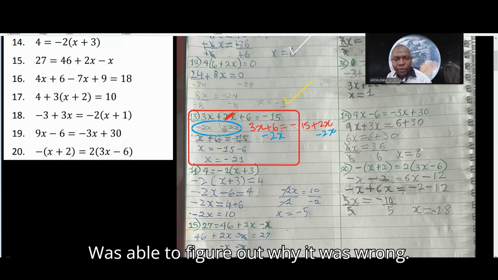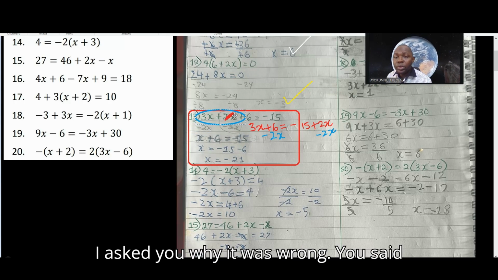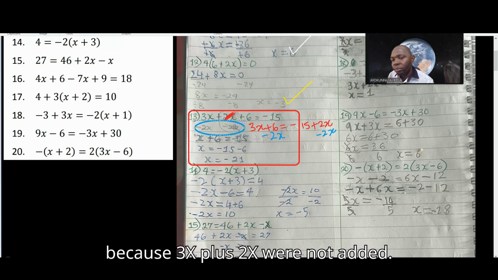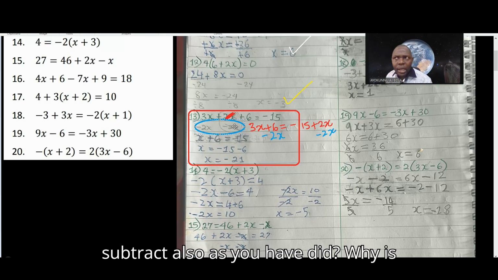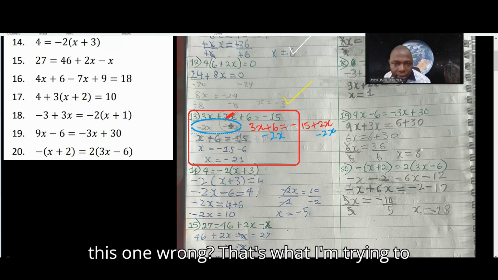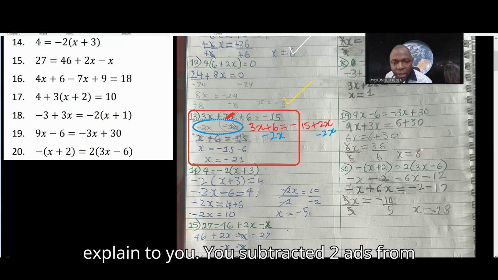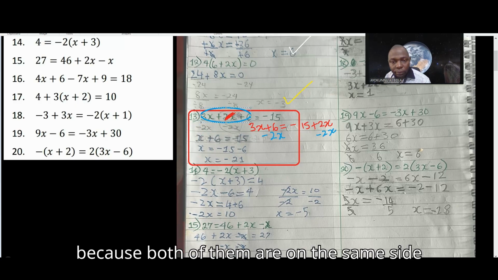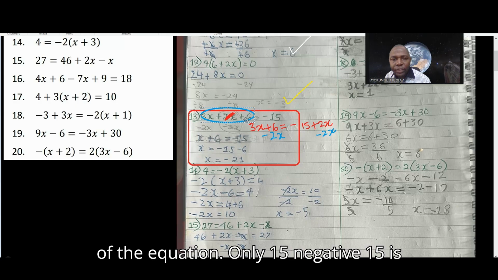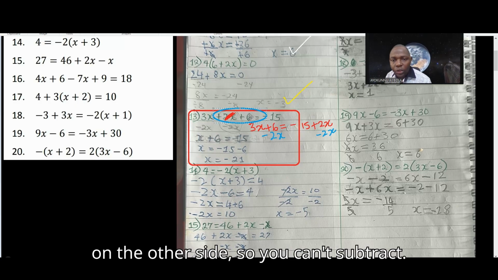But if you're able to figure out why it was wrong, I asked you why it was wrong. You said because 3x plus 2x were not added. Yeah, that's true. But why can't you subtract also as you have done? Why is this one wrong? That's what I'm trying to explain to you. You subtracted 2x from both of them, right? Yes, because both of them are on the same side of the equation. Only negative 15 is on the other side. So you can't subtract here.